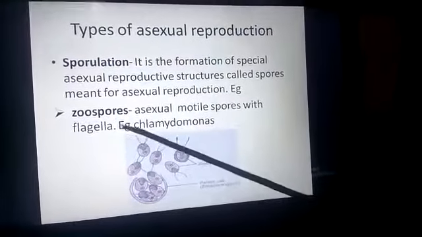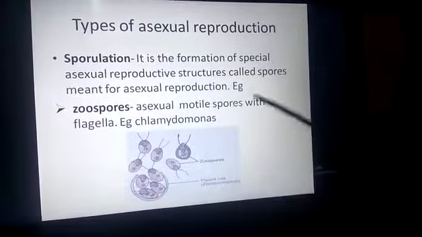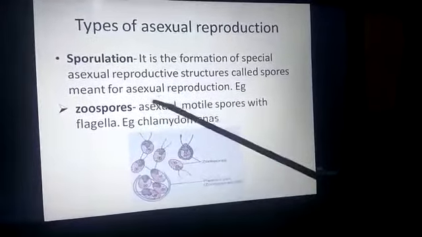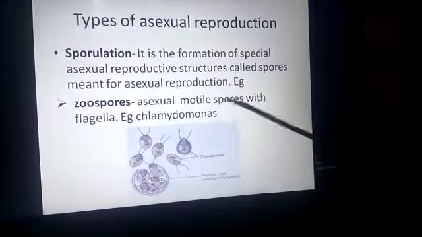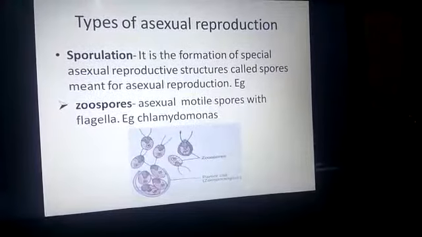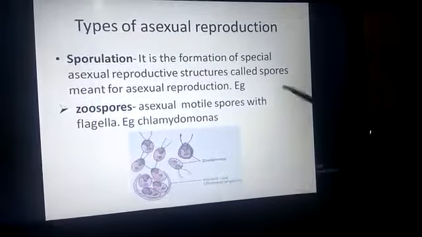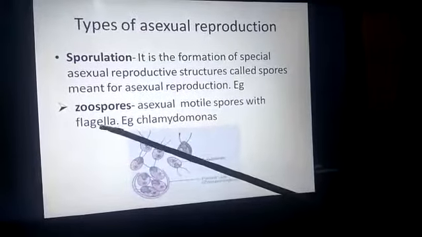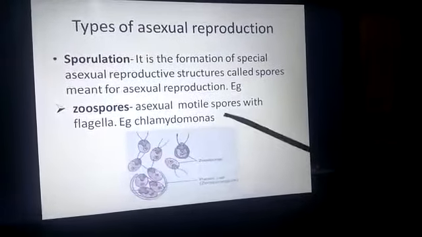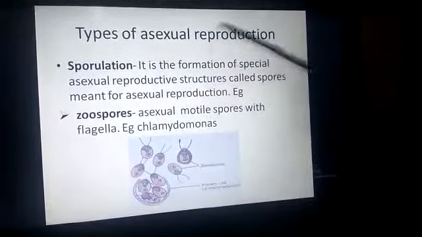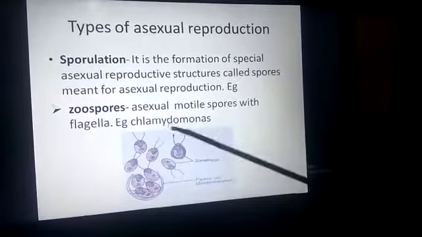Number one, we have zoospore. Zoospores are asexual motile spores with flagella. What is the meaning of asexual motile spore? Motile means the spore has the ability to move. Now what gives them the ability to move? It is because of the presence of flagella. An example of an organism that undergoes this type of reproduction is Chlamydomonas.